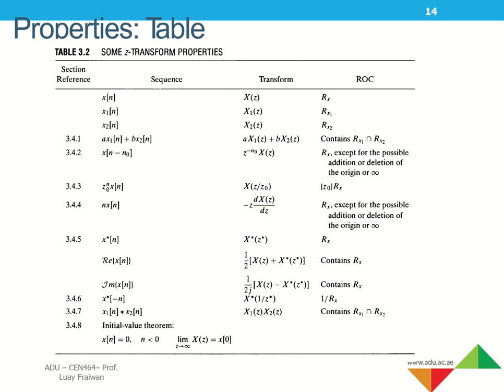This is the table of the properties. All the properties we have discussed: linearity, time shift, multiplication with exponential, derivative in the z domain, and also the initial value and final value. These are the main properties.